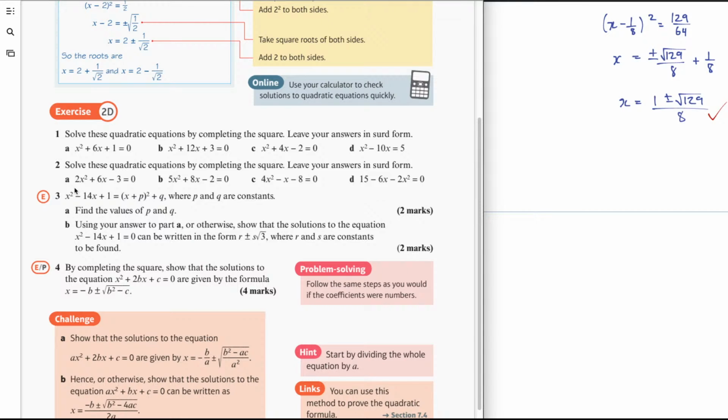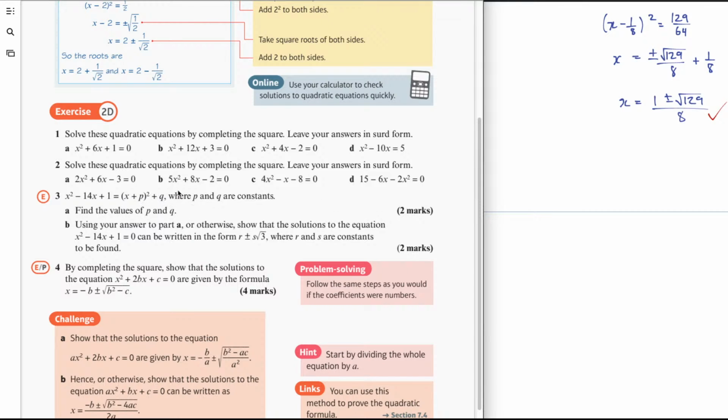So question 3, it says x squared take 14x plus 1 equals x plus p all squared plus q, where p and q are constants. Find the values of p and q. Use your answer to part A or otherwise show that the solutions to the equation can be written in the form r plus or minus s root 3, where r and s are constants to be found.